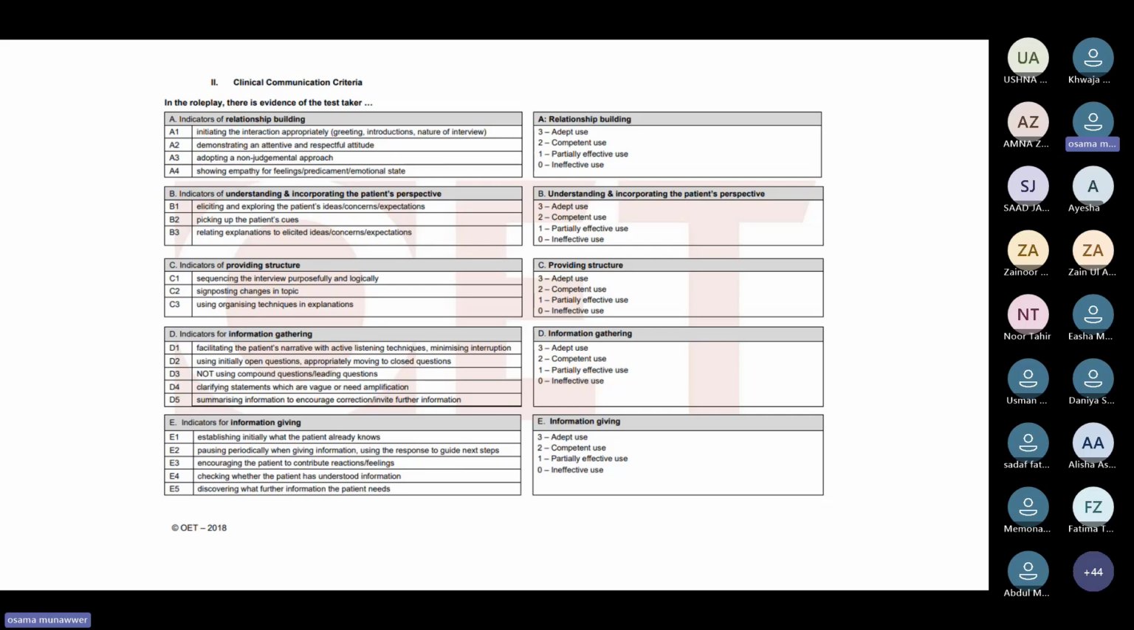Last, we're establishing initially what the patient already knows. Again, the initial question is also part of our counseling. What do you call it? Initially, what the patient already knows. So basically, what do you know about your condition? Could you tell me about what you've been told? These kinds of things. Pausing periodically when giving information, using the response to guide next steps.